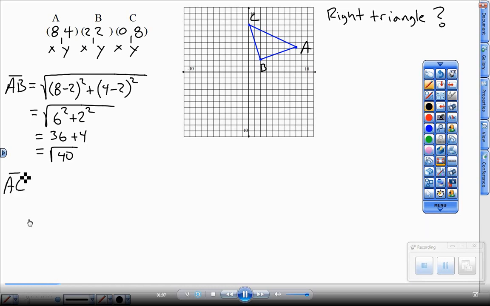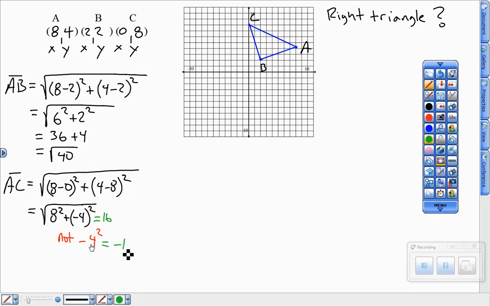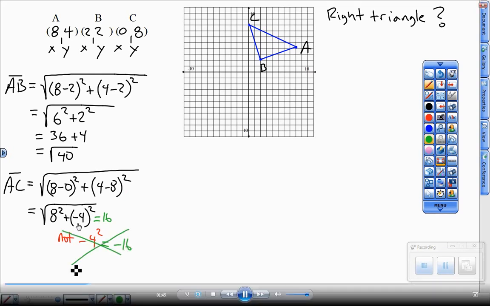If I find the length AC, which is not that one, so erase that, go AC. Make sure you're writing the right ones. AC, 8 and 0 are my x numbers. 8 minus 0. 4 minus 8 are the y values. Make sure when you do these problems, 8 squared, just leave it alone. But -4 squared, I'd like you to put parentheses around that -4 to show me that because you're squaring -4, you're getting positive 16. Do not write it without the parentheses, because technically that is -16. Write it with the parentheses.